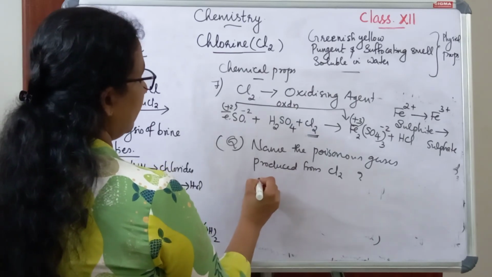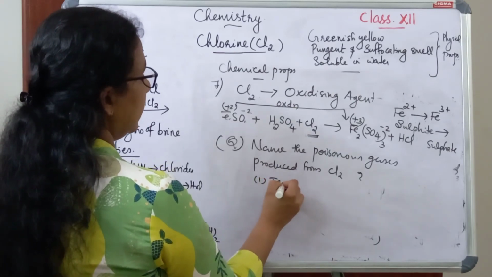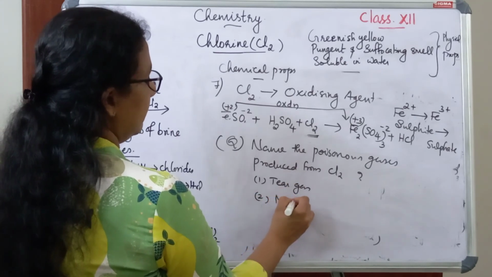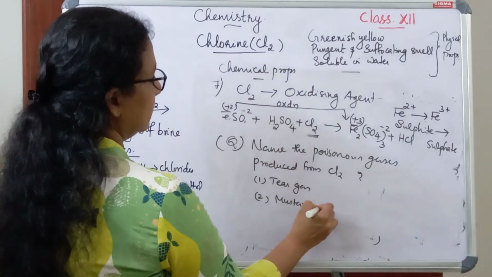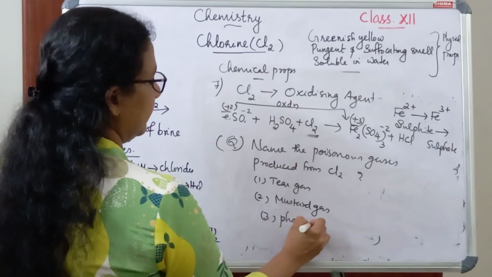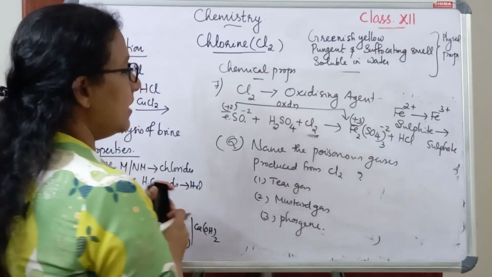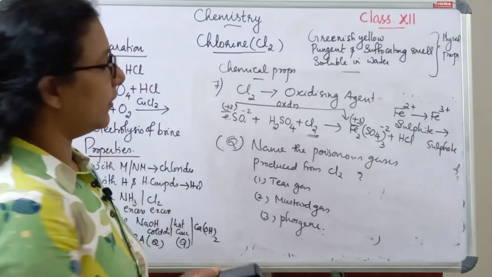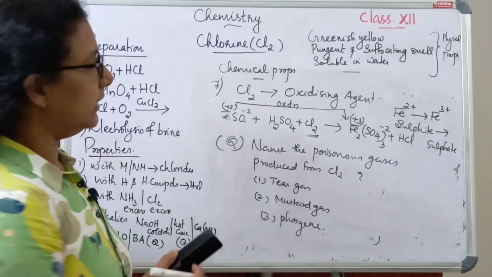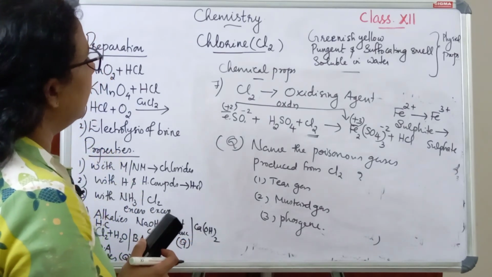So here one is tear gas, the other one is mustard gas, and the third one is phosgene. So these are the three poisonous gases produced from chlorine. For other uses you have to refer to the NCERT textbook. So this is about chlorine.